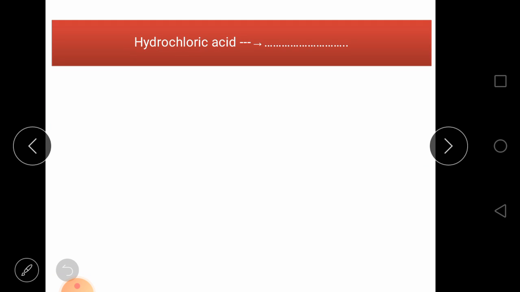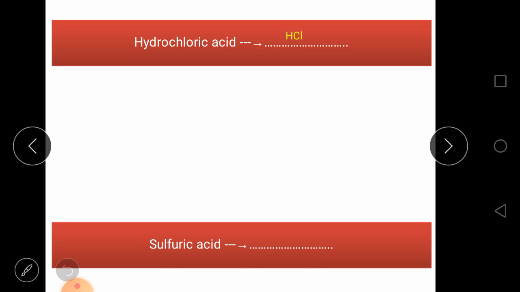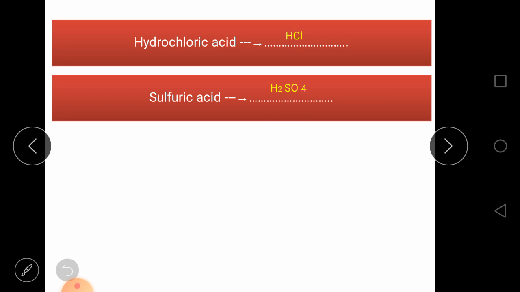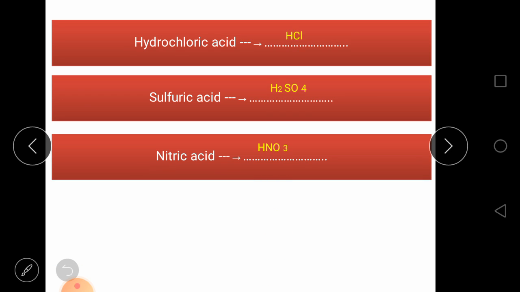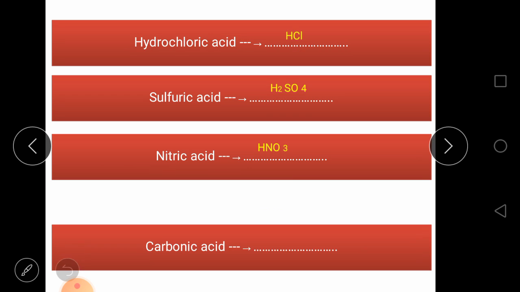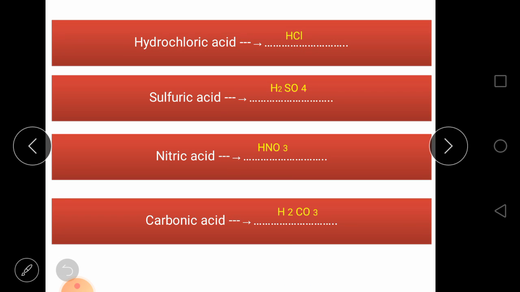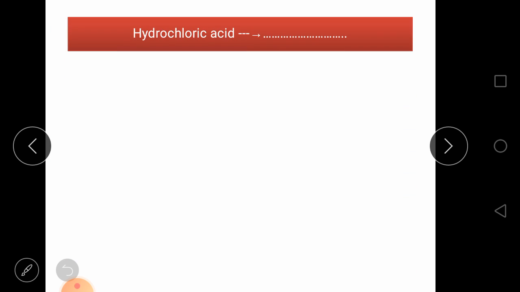Hydrochloric acid, the salts, or the formula? It's HCl, whereas sulfuric acid is H2SO4. Nitric acid is HNO3, and carbonic acid is H2CO3. What about the salts given by each acid here?